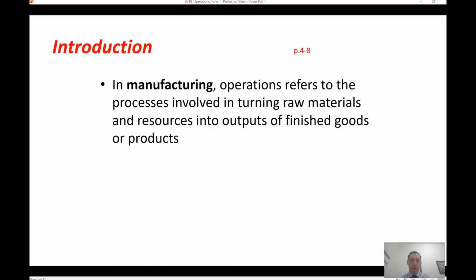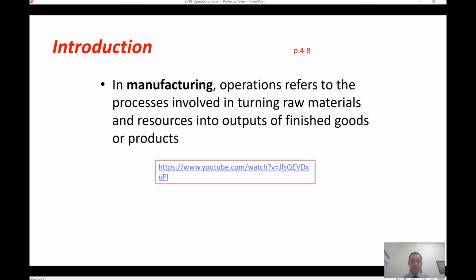So in manufacturing, operations are those processes that relate to turning the raw materials and resources into outputs of finished goods. Those raw materials might be things like iron ore, and the iron ore is then turned into steel, and the steel is then potentially sold to a car manufacturer who manufactures that car.